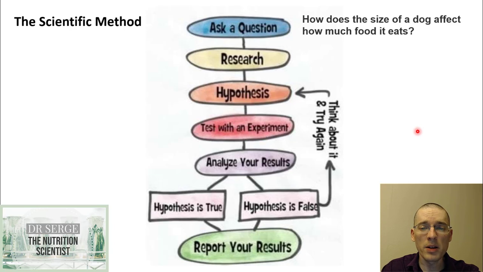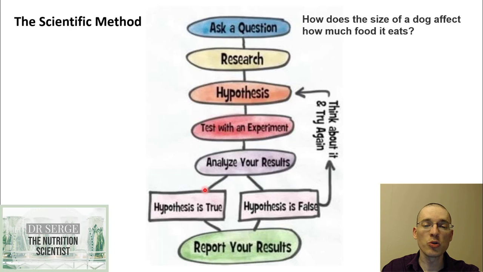As we have this hypothesis, we need to test this with experiments. So we design experiments and then we gather data. We look at smaller dogs, medium-sized dogs, bigger dogs, and we look at how much food they eat. Based on the results, we can decide if the hypothesis is either true or false.